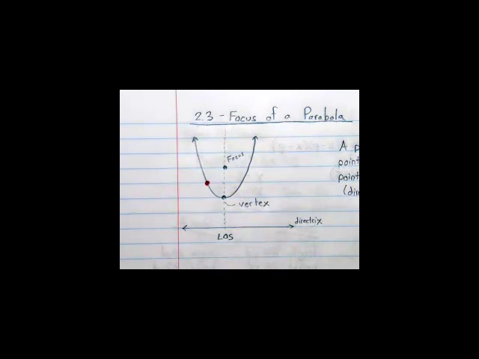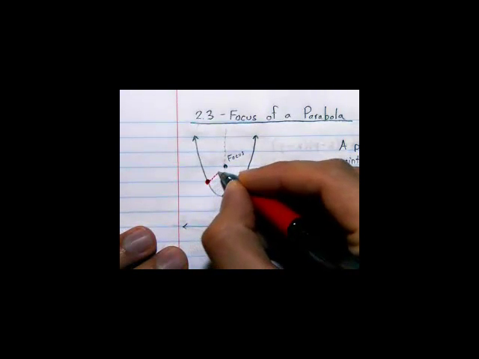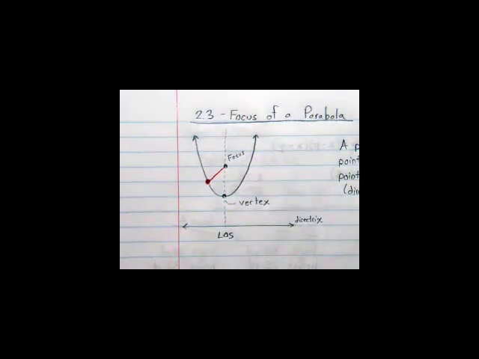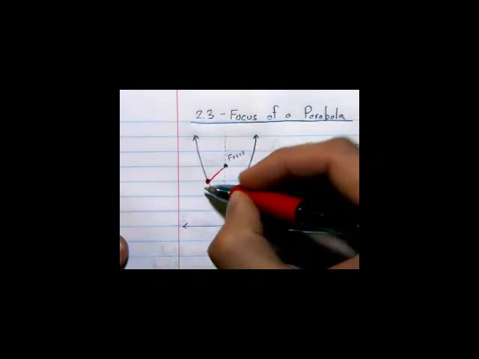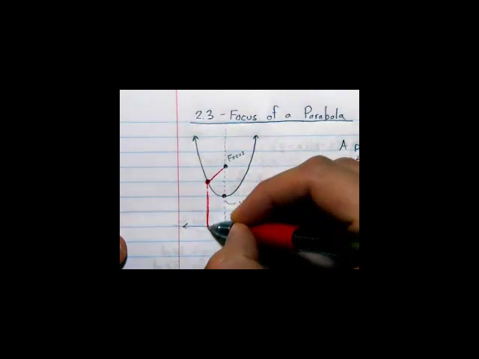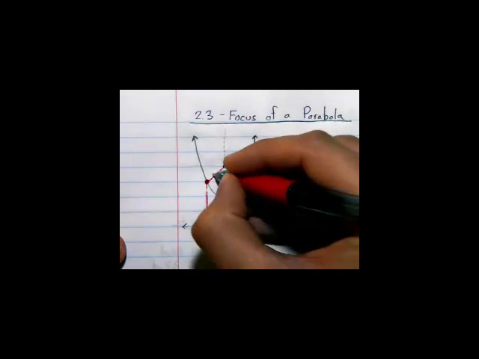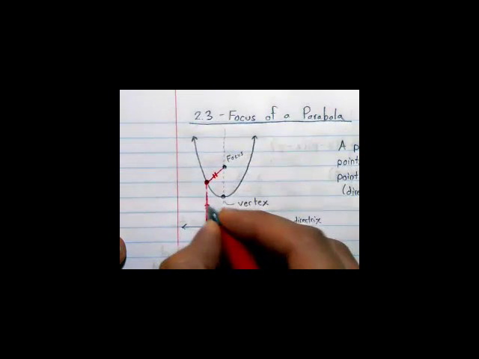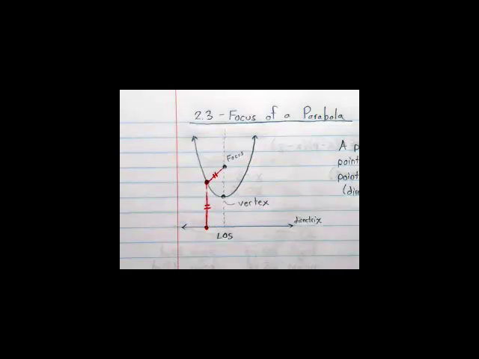So this point, if I measured its distance to the focus, so it'd be like a straight line to the focus, however long that is, if I were to also figure out how far away that point was to the directrix, so straight down to a point on the directrix like that, this line segment and this line segment should be the same length. Okay? Not to scale, I get it. I did a bad picture, but they're supposed to be the same distance. Okay?